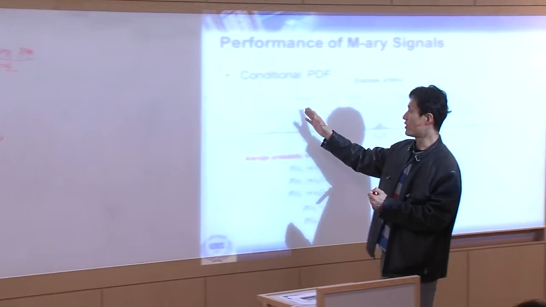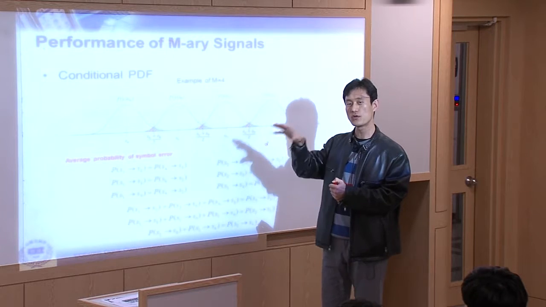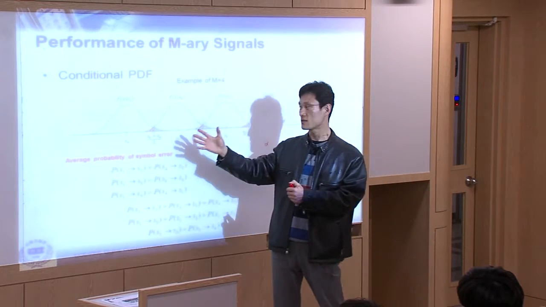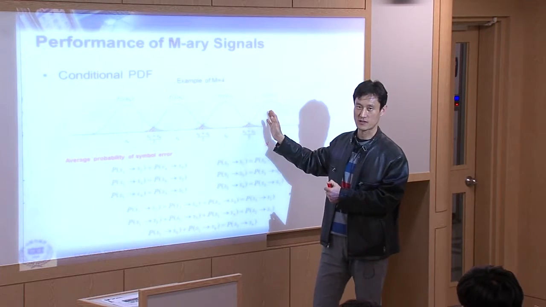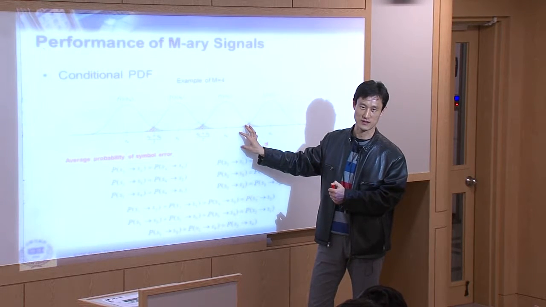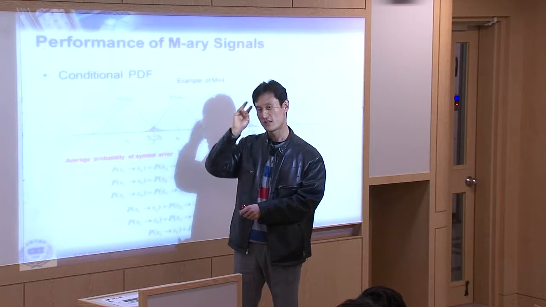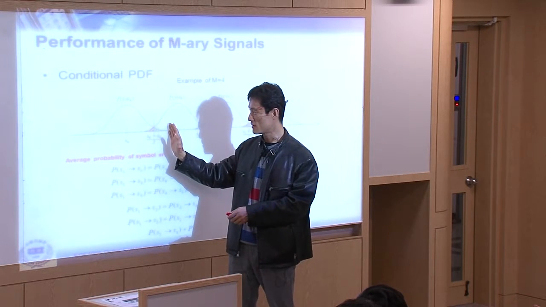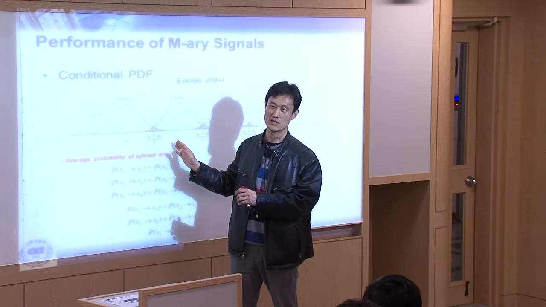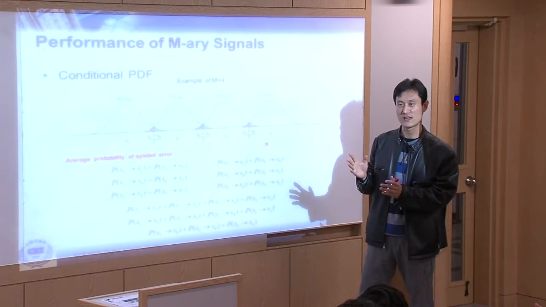When you use the 4 symbols, like M equal 4, that's an M-ary case, you also can calculate an error probability. But in this case, since we have 4 different symbols, now you have many different error probabilities. When you have 2, there are only 2 cases. Like S1 is transmitted but S2 is received, or S2 is transmitted and S1 is received. There are only 2 cases, right? But when you have 4 symbols, there are many cases.